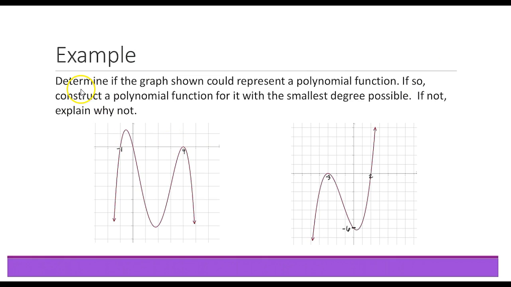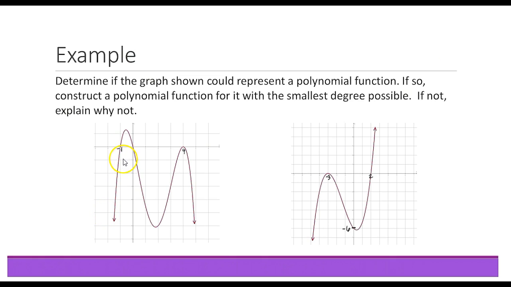In the following examples, we want to determine if the graph shown could represent a polynomial function. If so, construct a polynomial function for it with the smallest degree possible. If it's not, explain why not. So in this first graph, this could represent a polynomial function because it's continuous and smooth. It doesn't have any sharp turns.